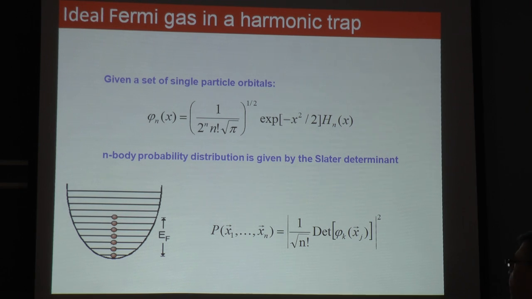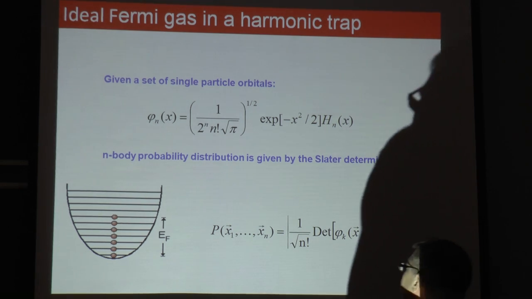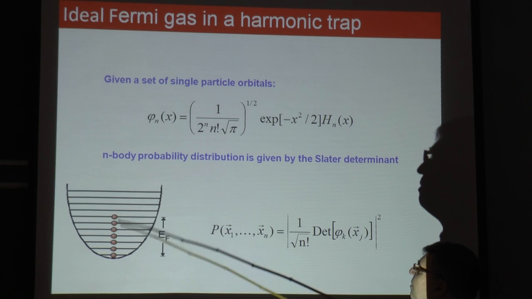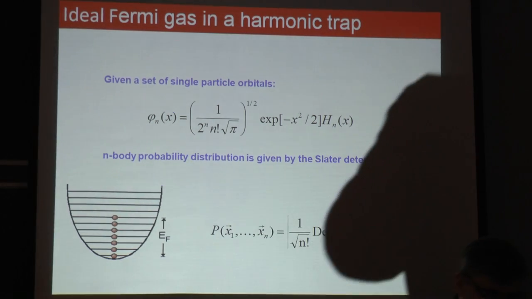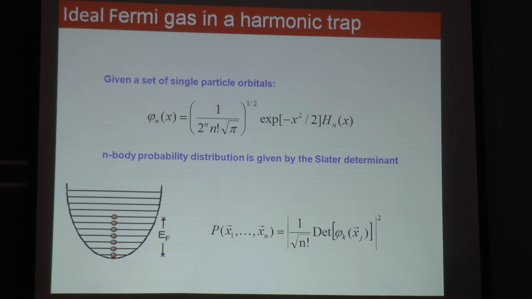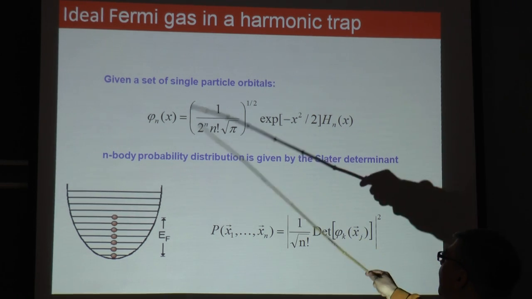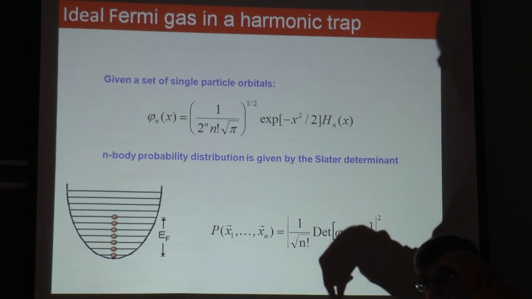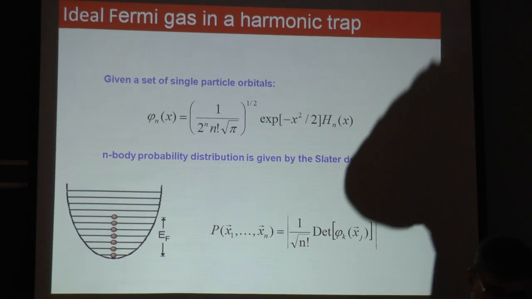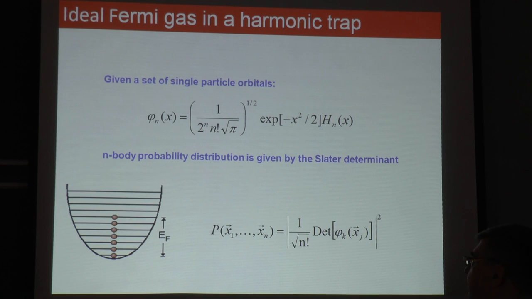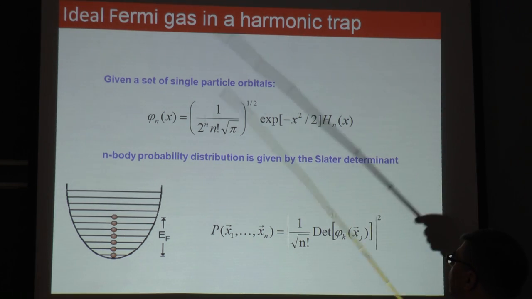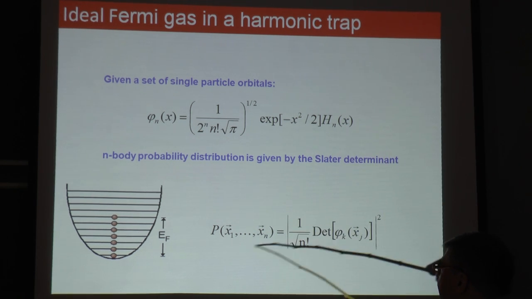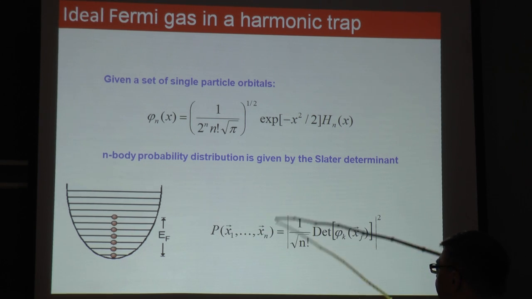Now I will jump to a more complicated problem. Not much, but I have n particles. This figure might suggest that I am in one dimension. No, this is just for simplicity of notation. I can put one fermion on top of each other. The ground state is such that the lowest states are populated up to the Fermi energy, and the n-body wave function is given by a Slater determinant. The probability distribution of particles, of finding them at given positions, is the square of the determinant.